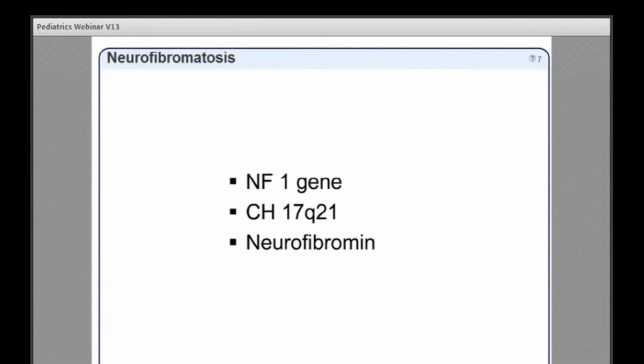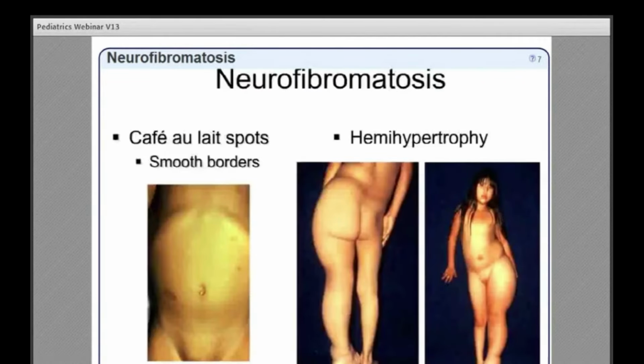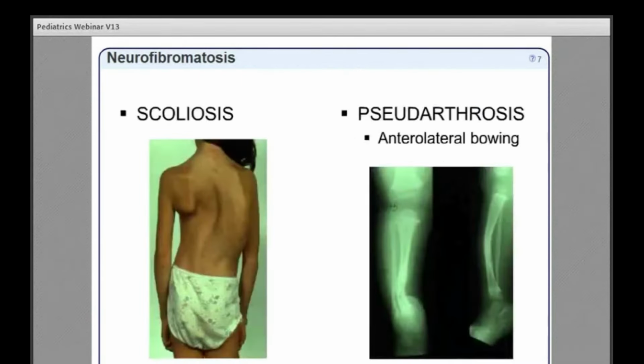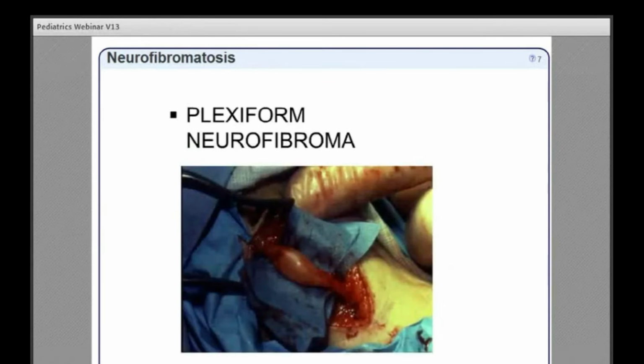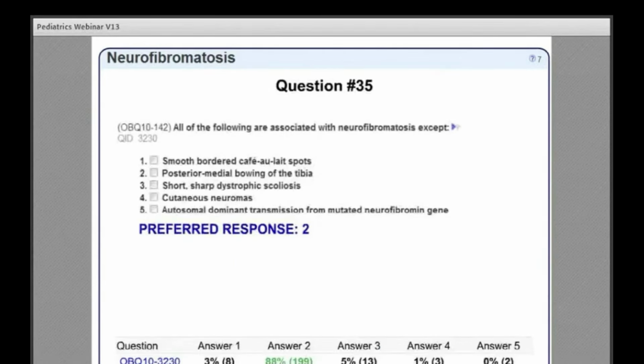So with neurofibromatosis, the NF1 gene is located on chromosome 21 and has been labeled neurofibromin. Typically, they present with cafe au lait spots that have smooth borders, hemihypertrophy, as you see on the right, significant sharply angulated scoliosis, and anterolateral bowing of the tibia, compared to the posterior medial bowing that we talked about earlier in this section. Plexiform neurofibromas are a hallmark and pathognomonic for neurofibromatosis.